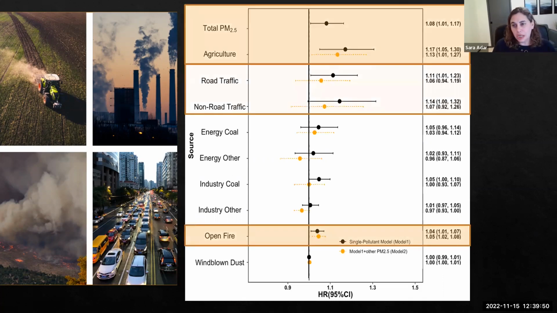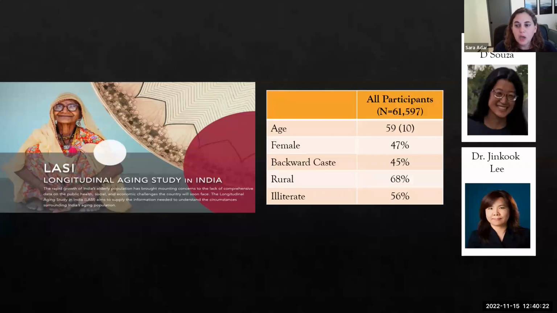When we adjust for basically particles from all other sources but the one you're looking at, the strongest associations that we see remaining are for the total PM, which is just the overall. And then for agriculture and open fires, we're seeing a little bit with traffic, but those are blunted by adjustment by other sources. That's kind of interesting because it's showing us that agriculture and open fires seem to be important. So let's now take a quick look at India and see how those results are holding up there.